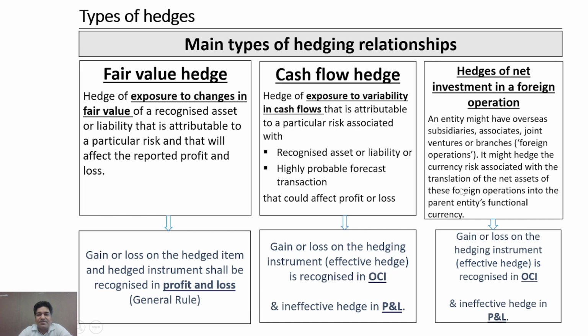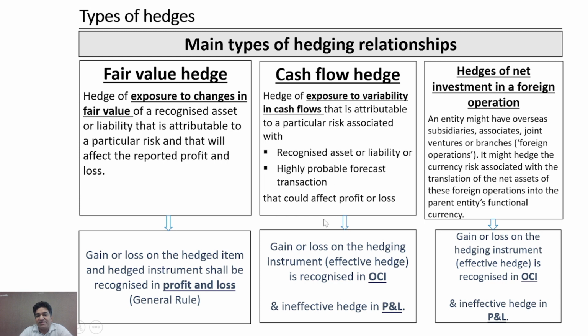As such, it becomes important to hedge the currency risk associated with the translation of net assets. So, guys, we also discussed in brief that the gains and losses in case of a fair value hedge on the hedged item and the hedging instrument will go to profit and loss account. That was the general rule which we discussed. In this video, we will also discuss the exceptions related to the fair value hedge.